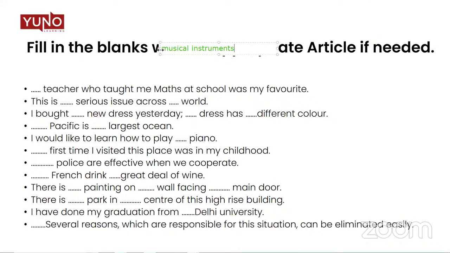The first time I visited this place was in my childhood. Please repeat. Okay, okay. Do all of you agree with Vipin? The first time I visited this place was in my childhood. No, ma'am. The first time. Yes. It would be the first time.